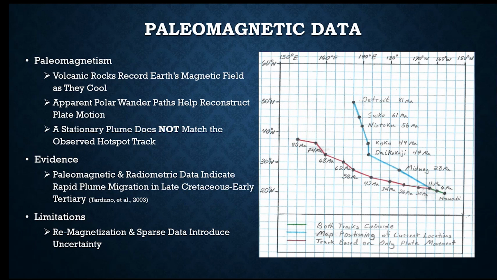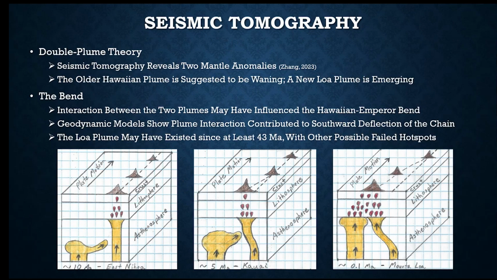Ultimately, this evidence impacts computer models of mantle convection and underscores the need for a better understanding of Earth's internal dynamics, particularly how plumes and plates interact with the mantle. So recent seismic tomography has identified two distinct low-velocity mantle anomalies beneath Hawaii. I thought this was quite an interesting theory. This supports the double plume theory proposed by Zhang in 2023.